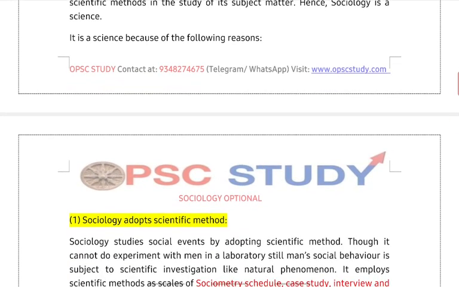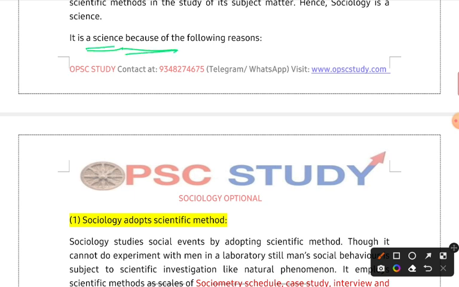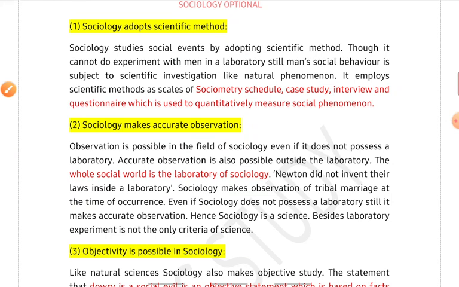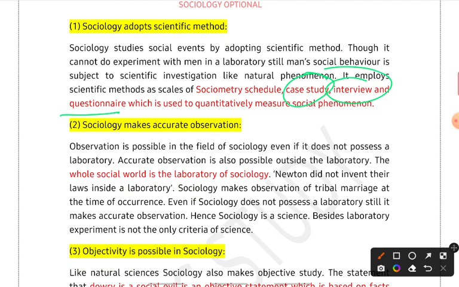Then the third part, why science, it is science because of reasons, right? Why it is regarded as science. So first, sociology adopts scientific methods. While studying sociology, studying the subjects involved in the social institutions, you use methods like case study, interview, questionnaires, है ना? So all the qualitative and quantitative methods have been used in the study of sociology.